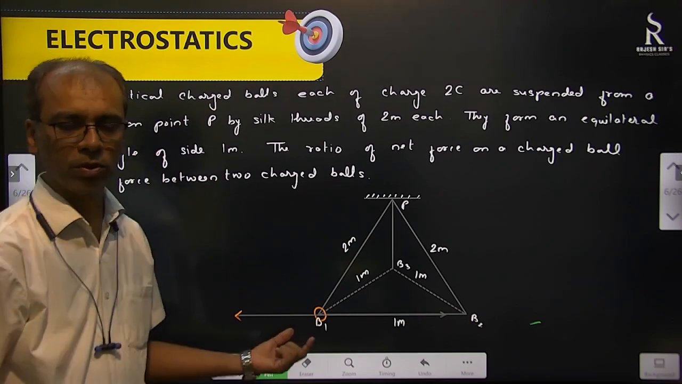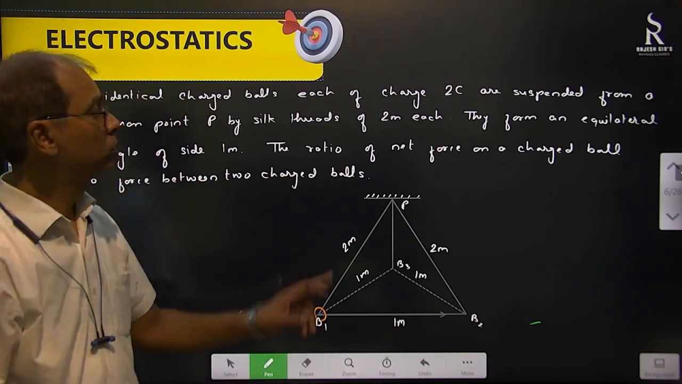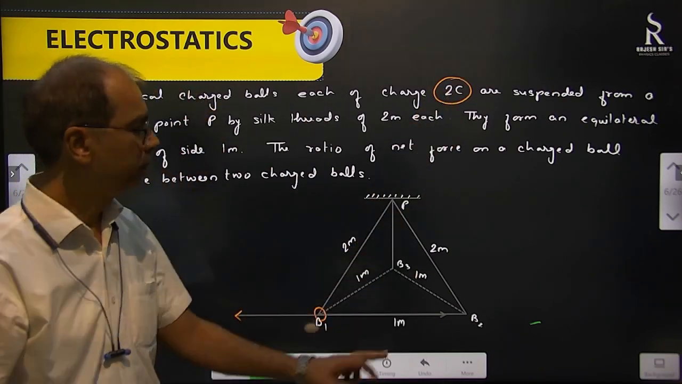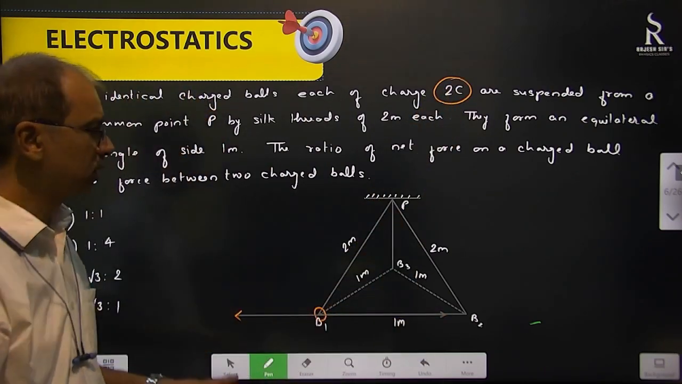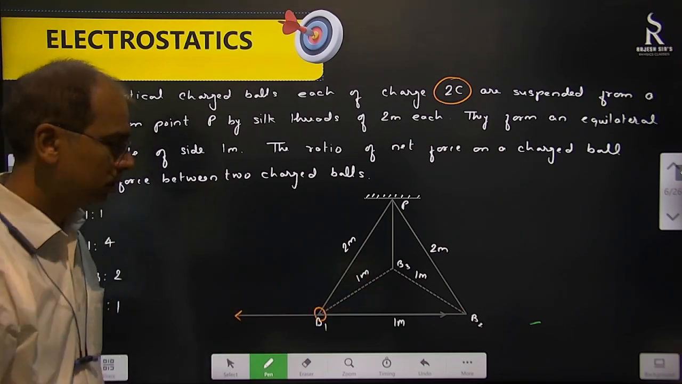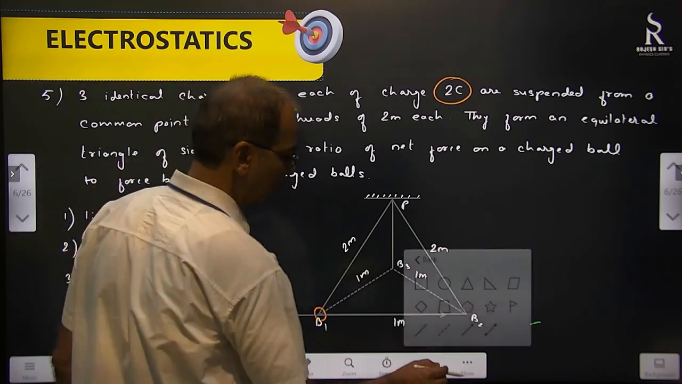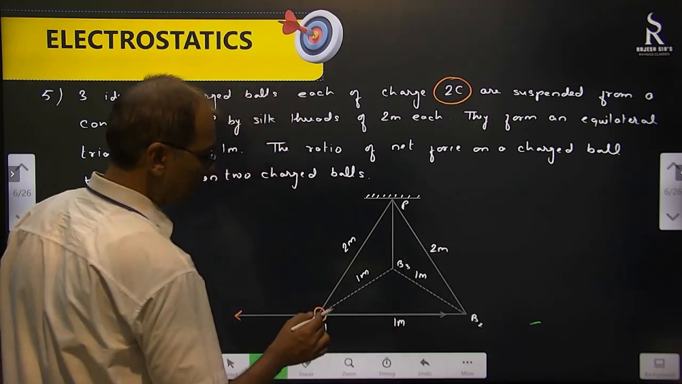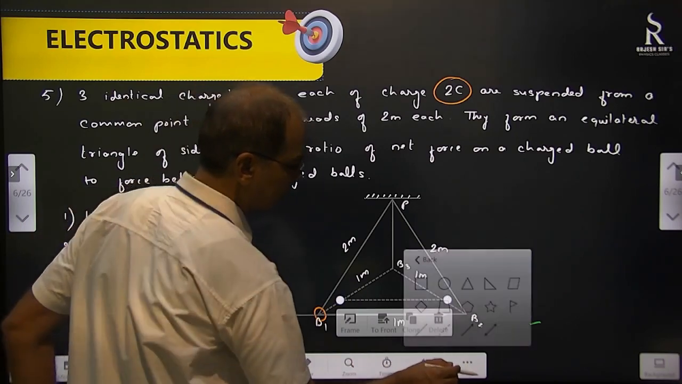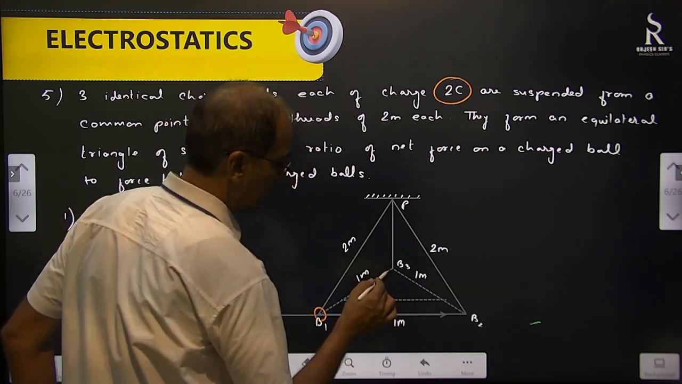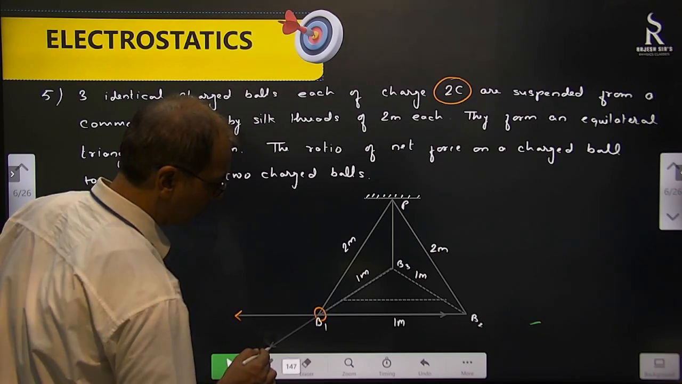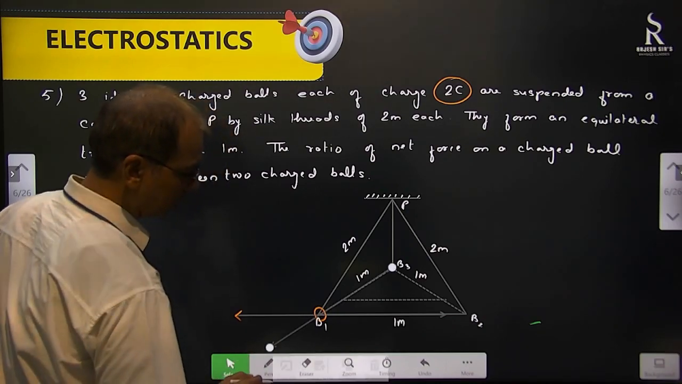It is a repulsive force because both are positive charges. On each one, how much is the charge? 2 coulomb, positive charge. So B2 is repelling B1. The direction is this. Exactly the same way, B3 is also repelling. No doubt about that. B3 goes this way only. So B3 is also repelling in this way.